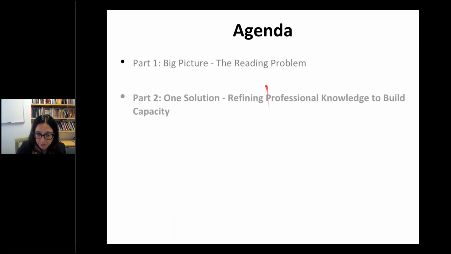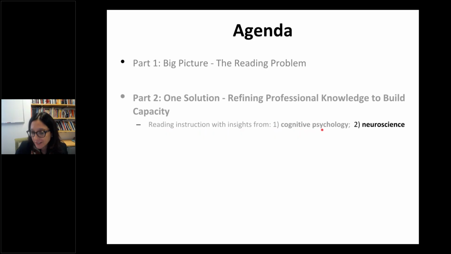So we've talked about the big picture and the reading problem and the emotional collateral damage, and we're in the middle of talking about part 2, one solution, which is to refine our professional knowledge. And I was talking about the cognitive psychology and what we know about how the mind processes words and how reading and spelling are linked. And now I want to talk about the neuroscience. So cognitive psychology deals with the brain, and the neuroscience really looks at brain imaging to get inside the brain.